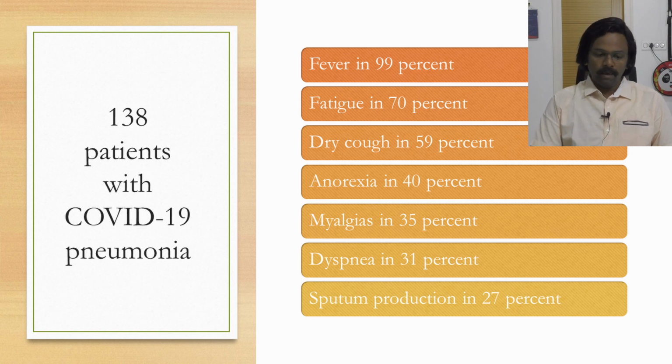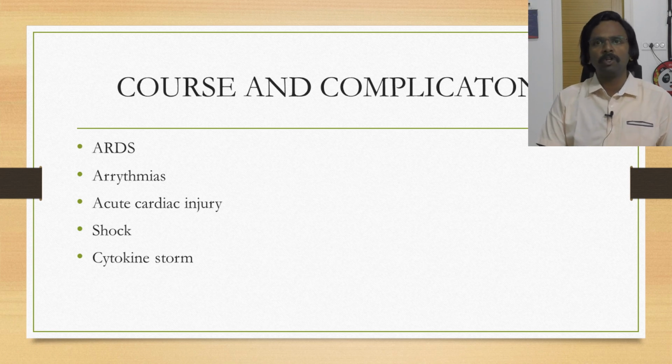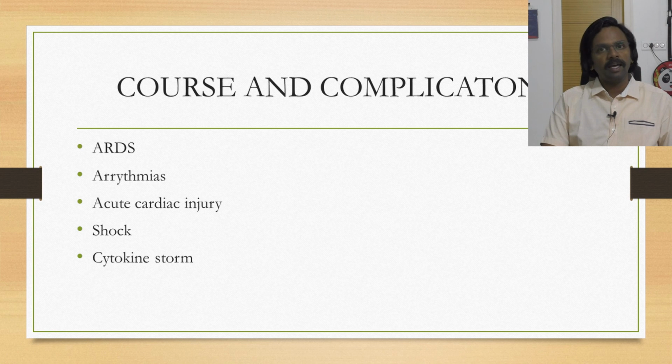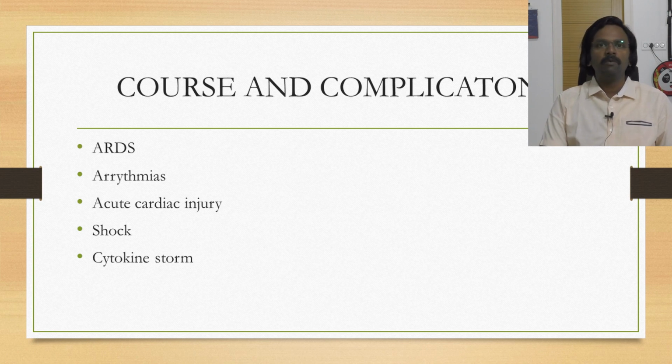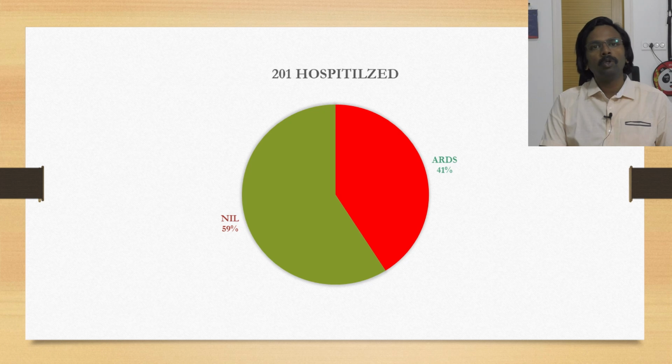And we should be able to understand the complications which are possible, which include ARDS, arrhythmias, shock, and cytokine storm, which can occur only in a minority of patients. And this is a study which has been done in Wuhan among 200 hospitalized patients in an ICU, where 41% of patients developed ARDS. The most important factors which confer the highest chance of developing ARDS are age greater than 65 years, hypertension, and diabetes, and these patients have more incidence of ARDS than the rest of the population.